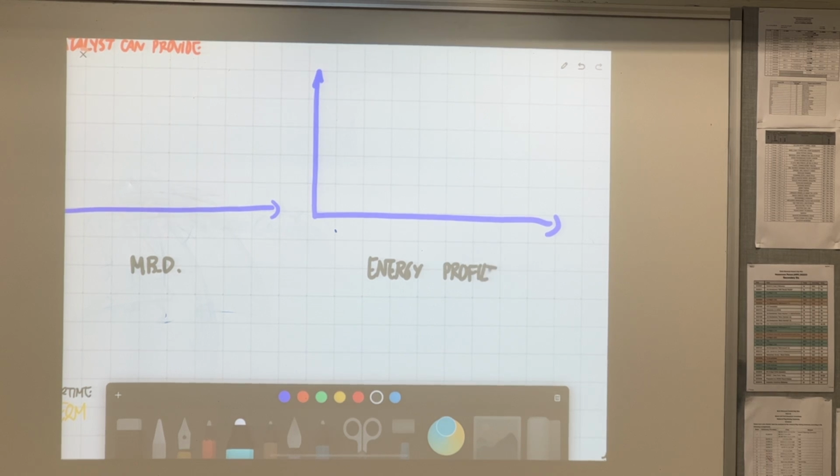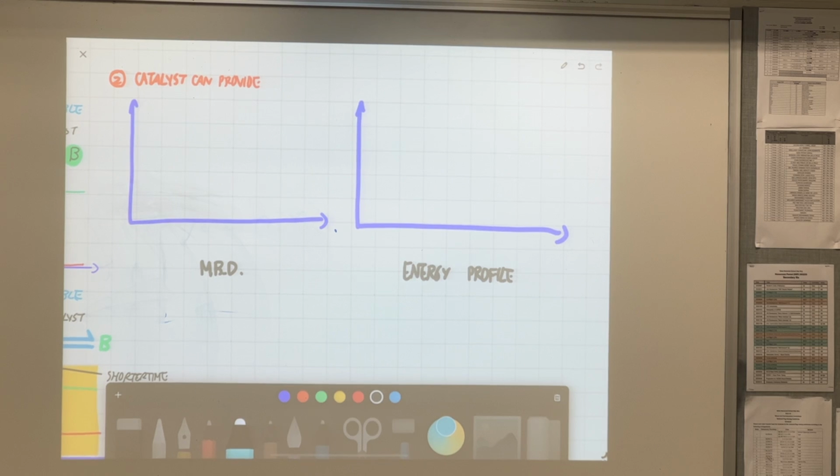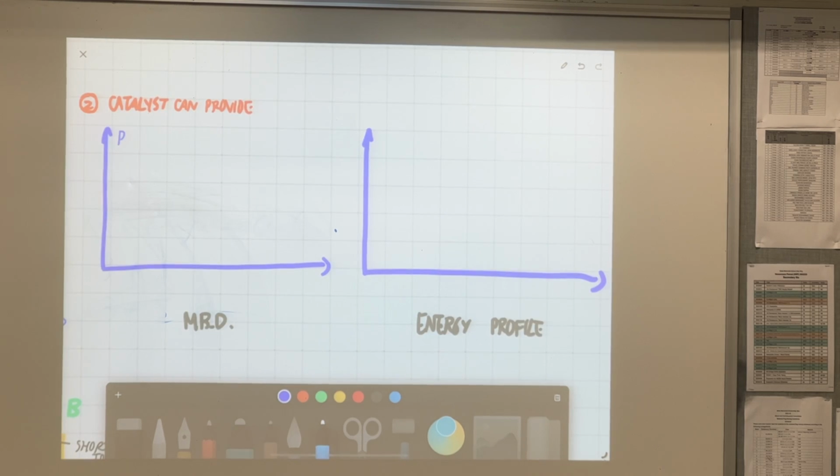When they ask you to draw an annotated diagram, don't just put two arrows there and walk away. You need to put down the units. So this is probability, or proportion, or number. It doesn't matter, you can write proportion. If you write the word number, just write number. So proportion or number of molecules with that KE, and this is KE. For the energy profile, it is energy and reaction coordinate.